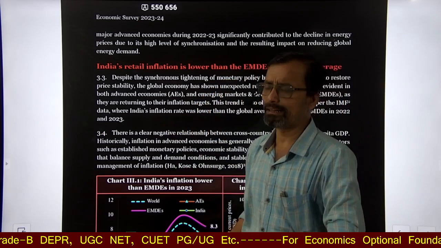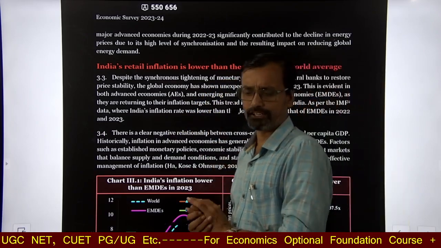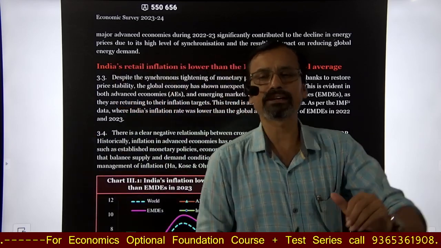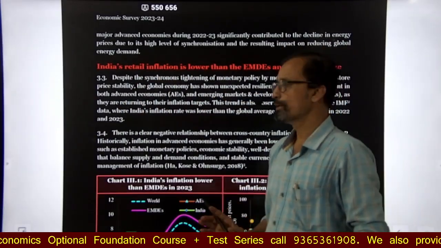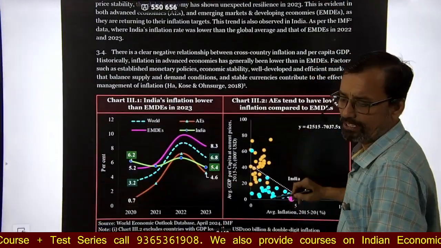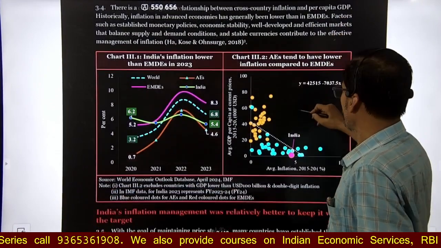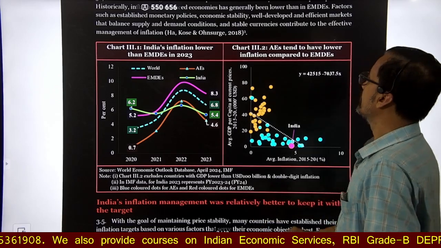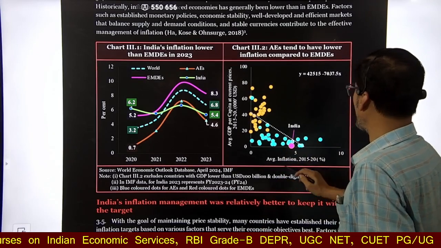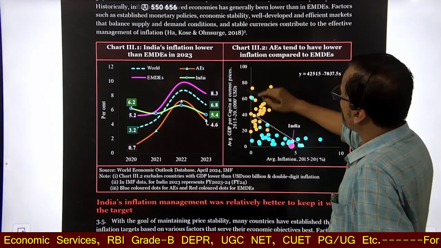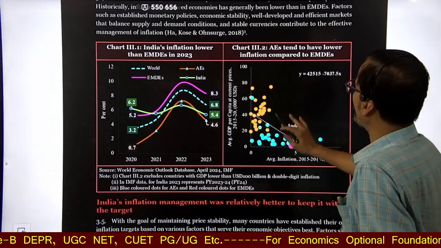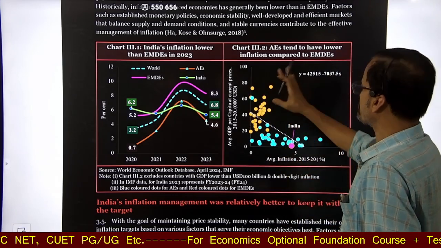There is a clear negative relationship between cross-country inflation and per capita GDP. We get a clear negative relationship shown here. Here you can see this figure: the average inflation and per capita GDP. There is a negative relation which is portrayed by this figure.